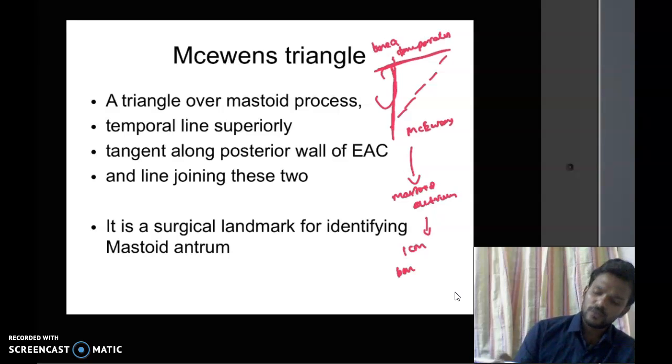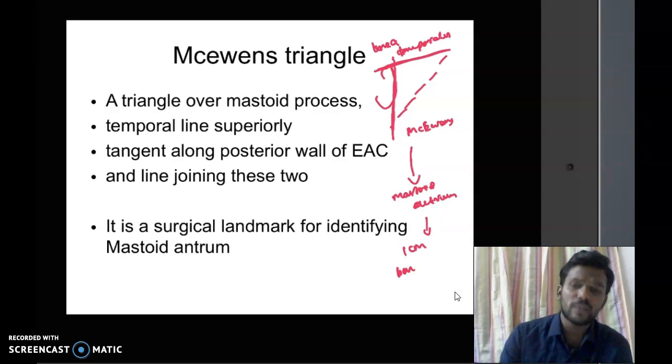Surgically, identifying the mastoid antrum is the first step in most of the surgeries: cortical mastoidectomy, modified radical mastoidectomy, facial nerve decompression, and also cochlear implant.